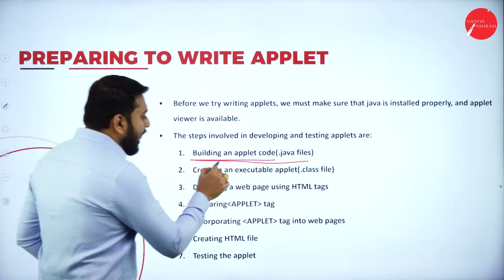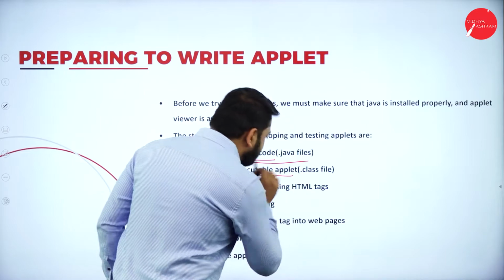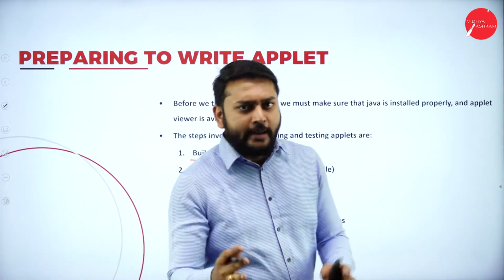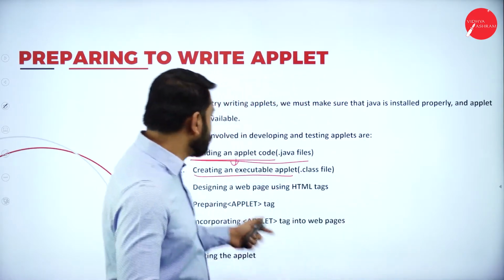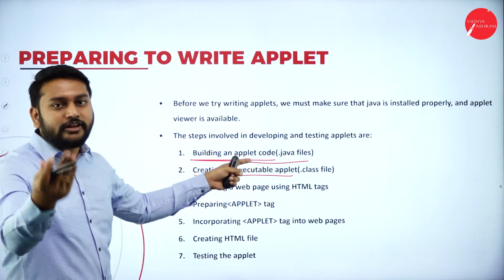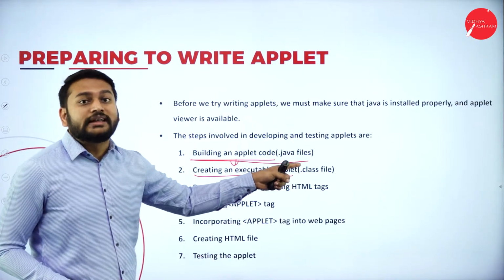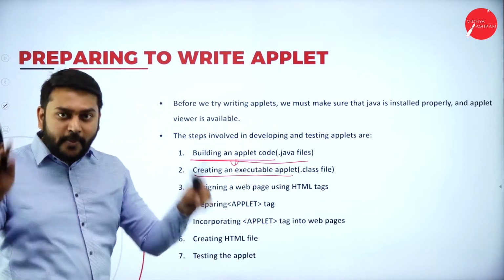Then the second step, after this, is creating an executable file of the applet. Imagine it's very simple. I'm writing a Java program, which I will call a .java file. Then I will compile it, and by compiling it, I will be creating a .class file. That's the second step. And then, design a web page.